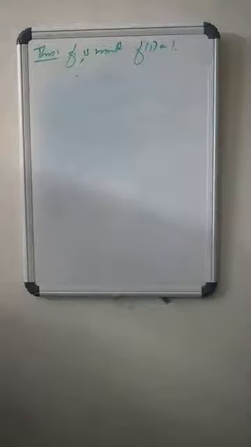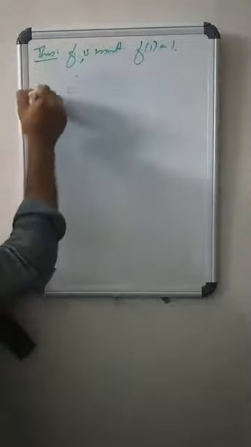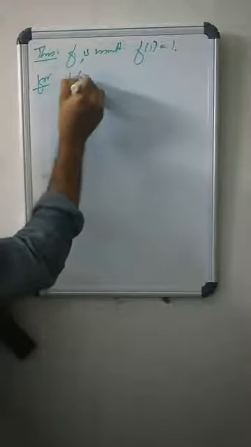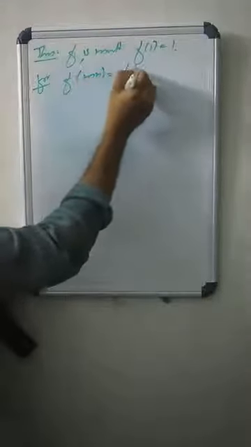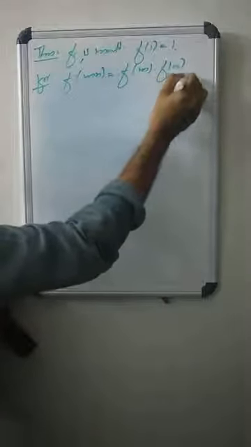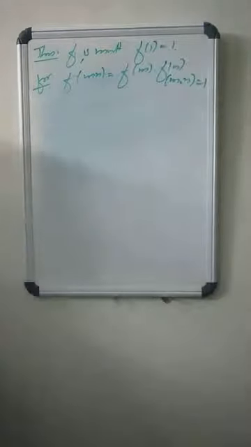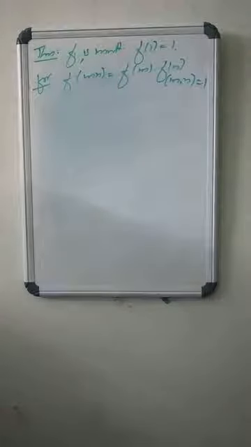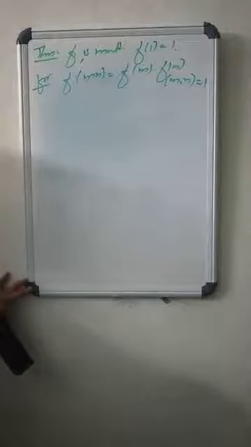The result is important. How? Since f is multiplicative means f of mn equals f of m into f of n, provided m and n are relatively prime. F is multiplicative, not completely multiplicative. The given is that f is multiplicative, meaning when m and n are relatively prime, f of mn equals f of m into f of n.